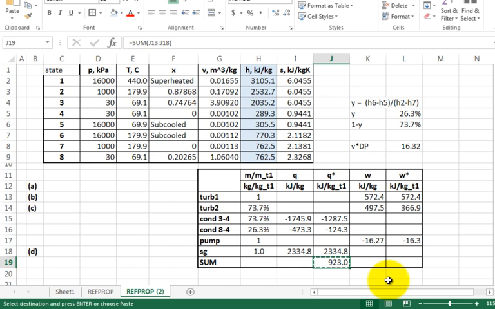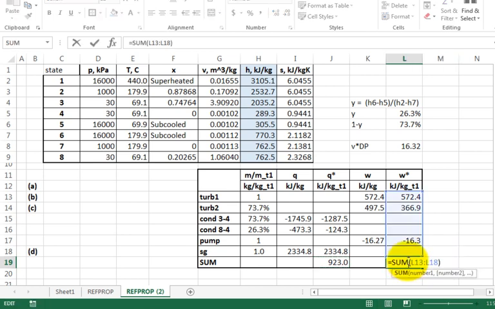923.0. Copy that, paste it over here. And this one is the sum of the work asterisks. Again, when I'm doing my work, I want to check to see if maybe I made an error. This is where I would stop, pause, go back and look for an error if the sum of the Q asterisks on the same per unit mass basis doesn't match the W.